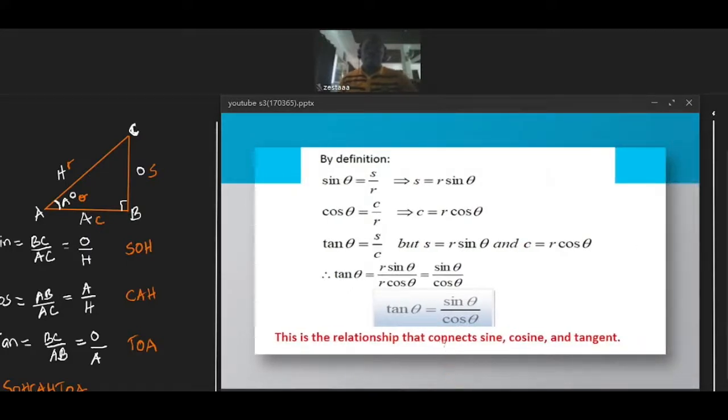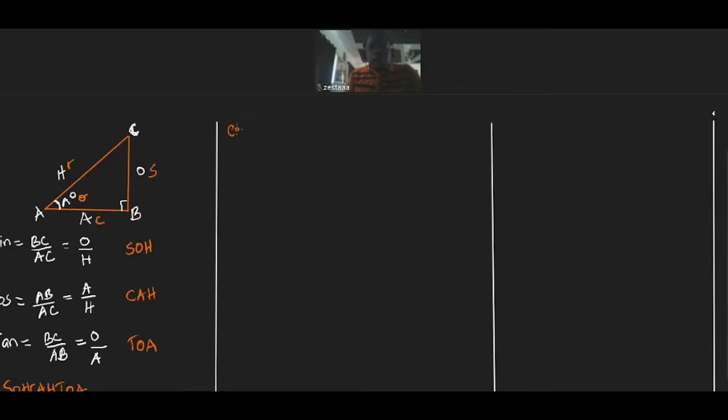Look here. Let's start with the sine. If you have sine theta, we're saying sine theta is the same as, remember sine is the opposite, which is S, out of the hypotenuse, which is R. That's what we have generated from that point.